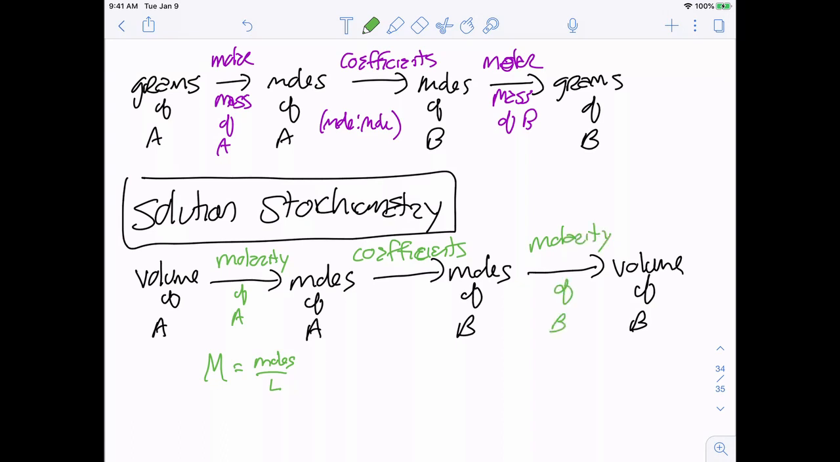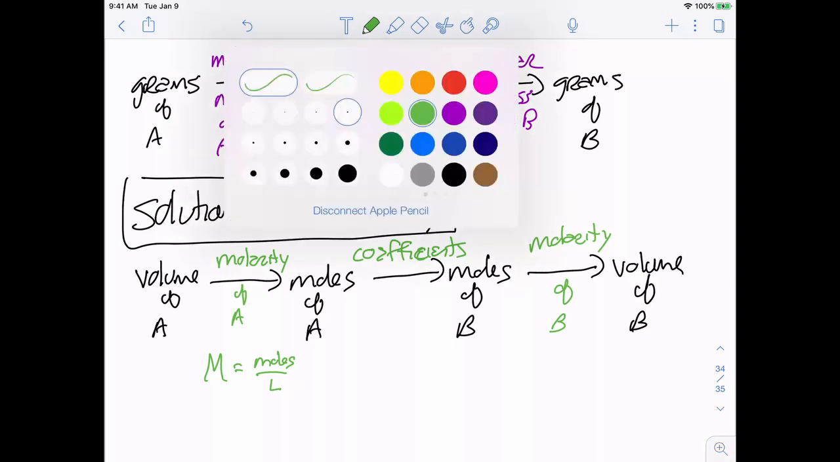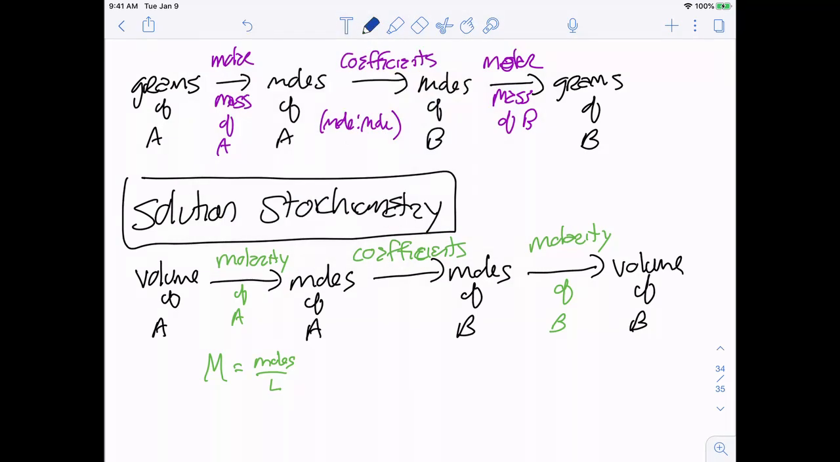Sometimes we're actually going from moles to molarity using the volume. So that last step just depends on what we're solving for, but both the molarity and the volume are involved in that last step. So volume to moles using my concentration in molarity, moles to moles using my coefficients. I'm just going to jump in with an example. I think that's the easiest way to learn these.